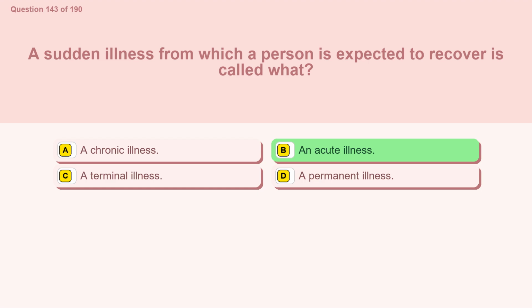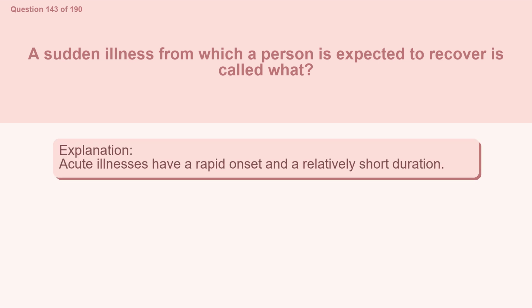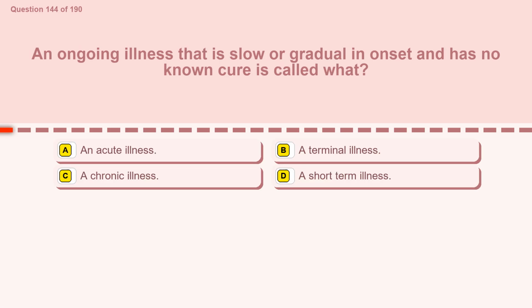The correct answer is option B, an acute illness. Acute illnesses have a rapid onset and a relatively short duration. Question 144. An ongoing illness that is slow or gradual in onset and has no known cure is called what?